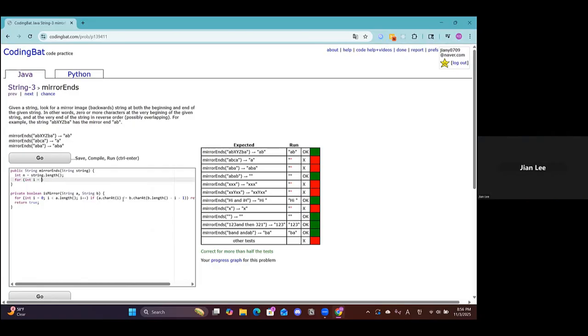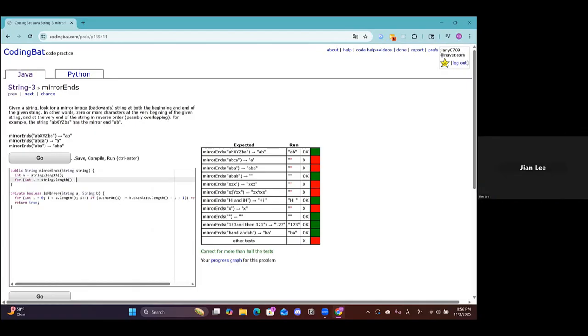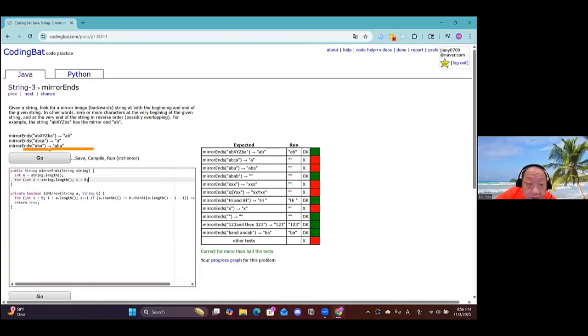Wait, oh yeah, you said to start from the end. Yes, starting from the end. No, you may have the whole string be a mirror. Oh, one overlap is okay. Look at this case.